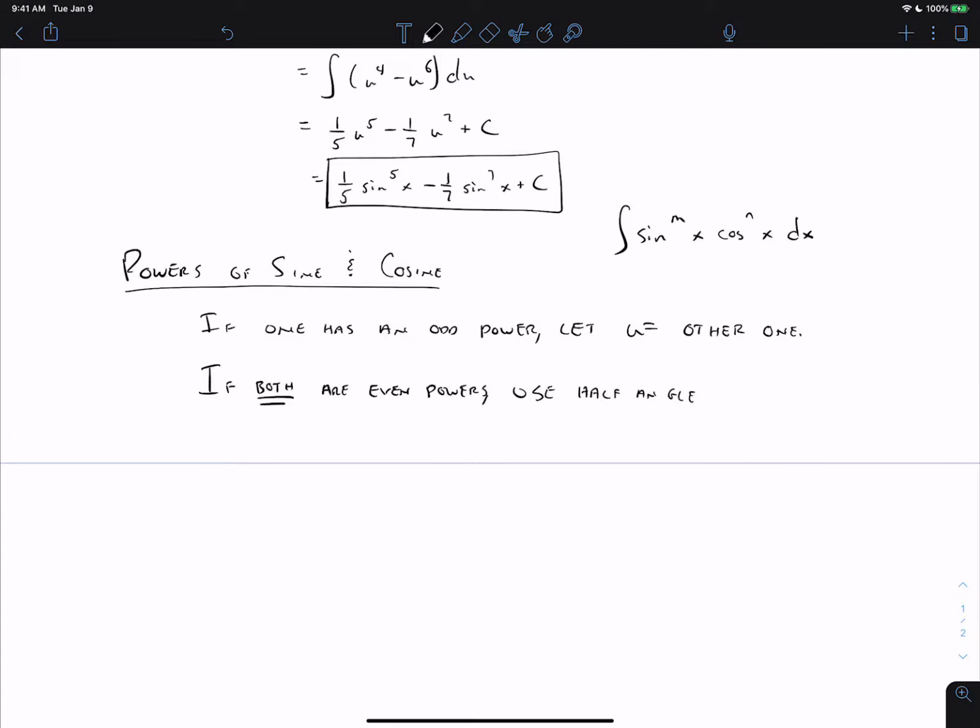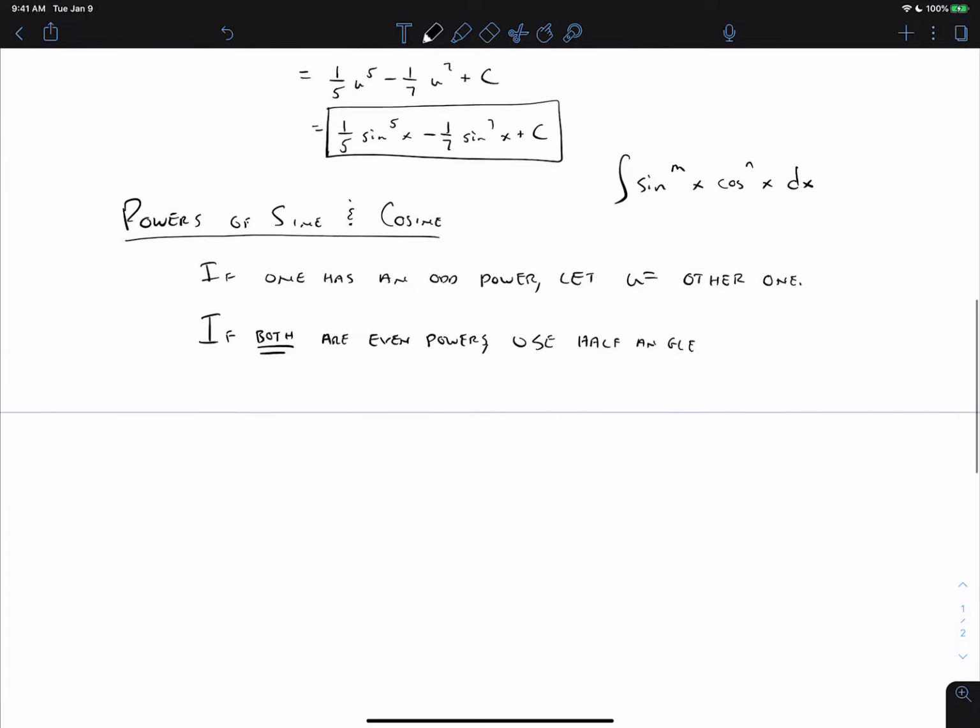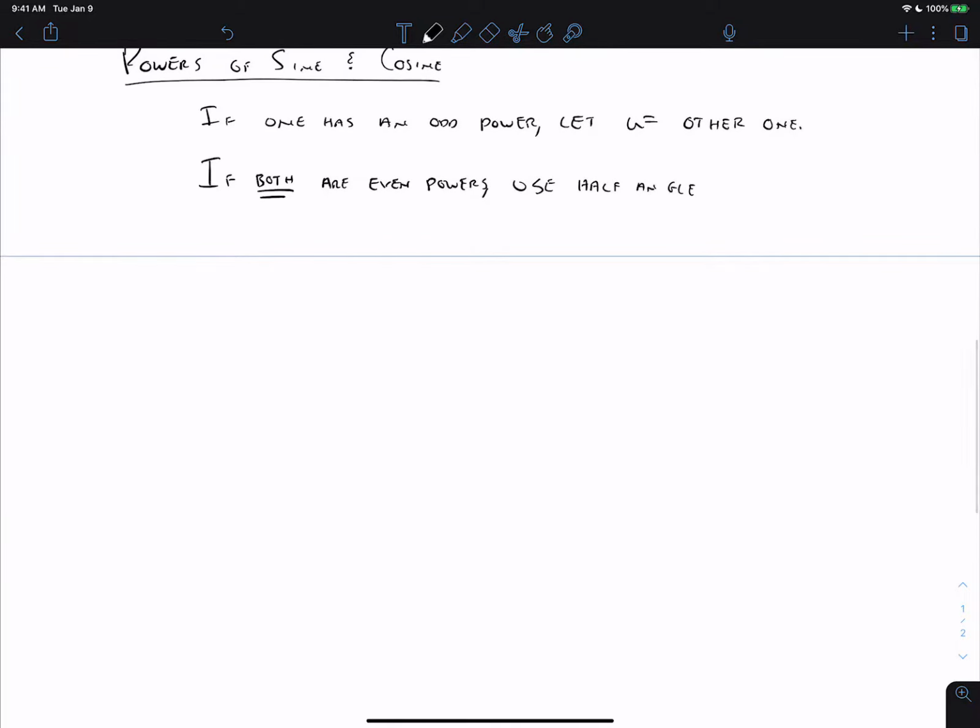Okay, and so the half-angle identities, these are modified versions of ones from trig. Half-angle identities are sine squared x equals 1/2 times 1 minus cosine of 2x, and cosine squared x is 1/2 times 1 plus cosine of 2x.